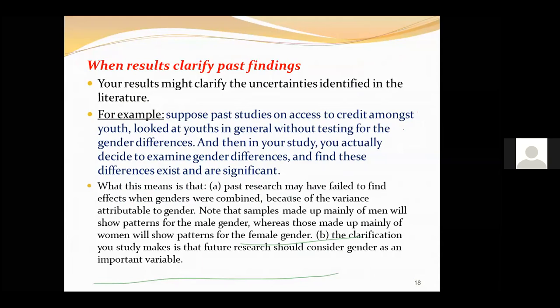Okay, to clarify past findings. It is possible that some previous findings may remain uncertain, inconclusive, or ambiguous. So your findings might clarify the uncertainties identified, okay? For example, suppose past studies on access to credit amongst youth looked at youth in general without testing for gender differences.